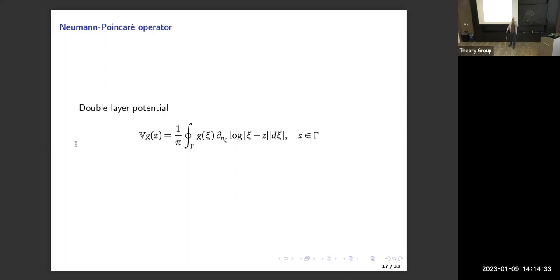So, in physics, we call it a double layer. This discontinuity that we are measuring by the Neumann jump, is it a discontinuity of the first derivative? It's a normal derivative, first of all. So the function is sort of continuous here, but the derivatives are not.